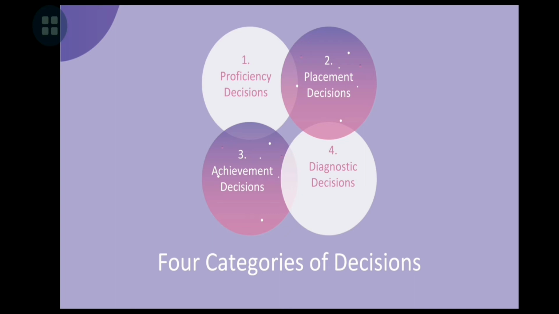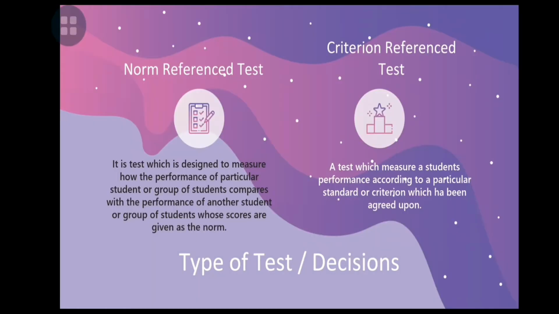And next is types of tests. There are two types of tests. The first is the norm-referenced test, or NRT, and the second is the criterion-referenced test, or CRT. I'm going to talk about the first one, the norm-referenced test.